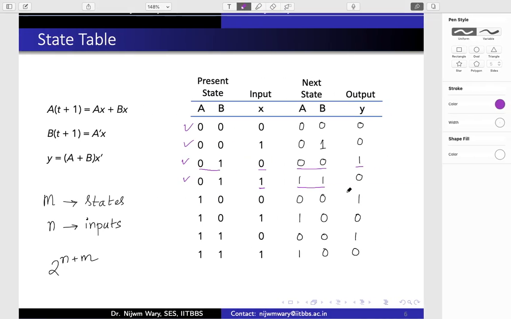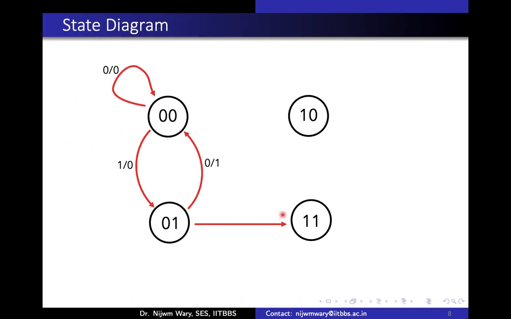But now what is the output? The output is 0, so I can write 1 slash 0. So from this 0 1 it is going to 1 1 whenever the input is 1, and in this case the output is 0. Similarly, I can go ahead and find out for the others.